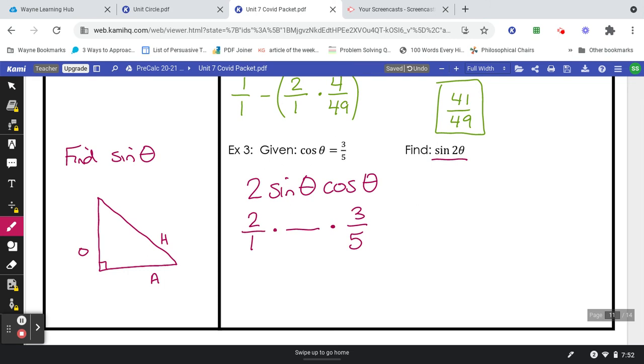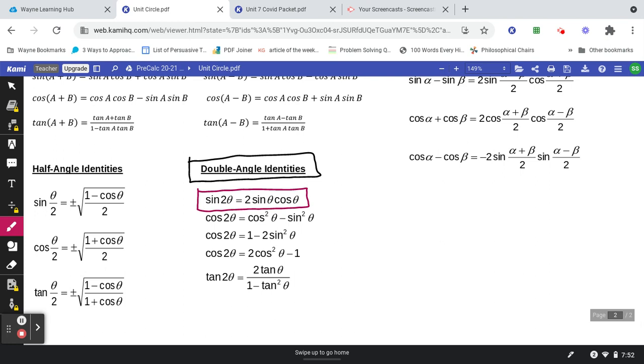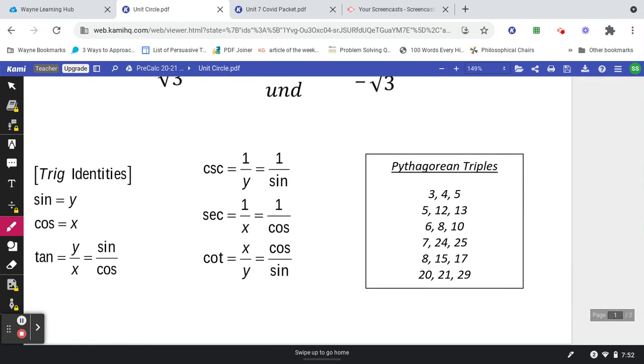Go back to the problem. Cosine is 3/5, which means cosine is A/H. A is 3. Put that on the A side. H is 5. Put that on the H side. And then to find the missing side, you want to check first under your Pythagorean triples on the front of your unit circle.